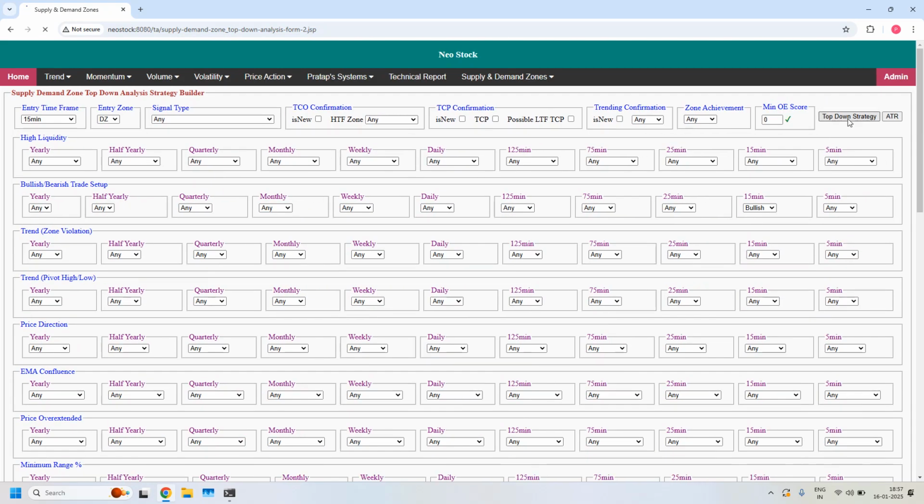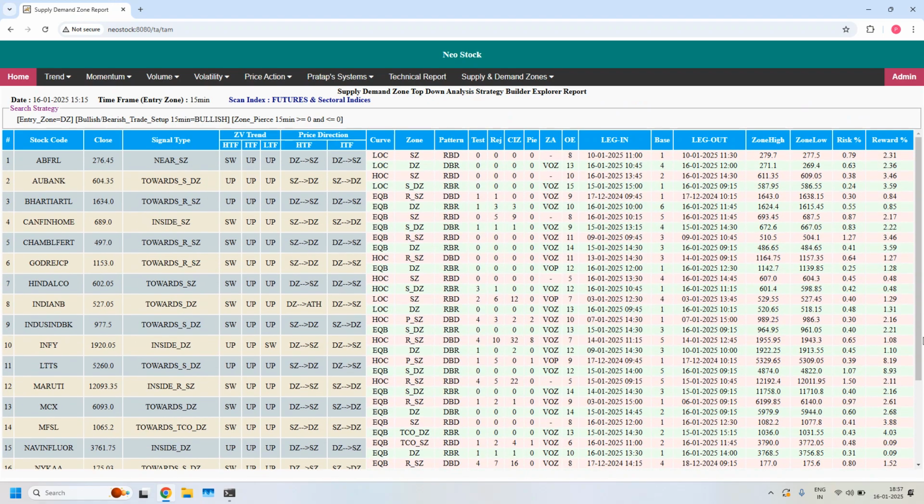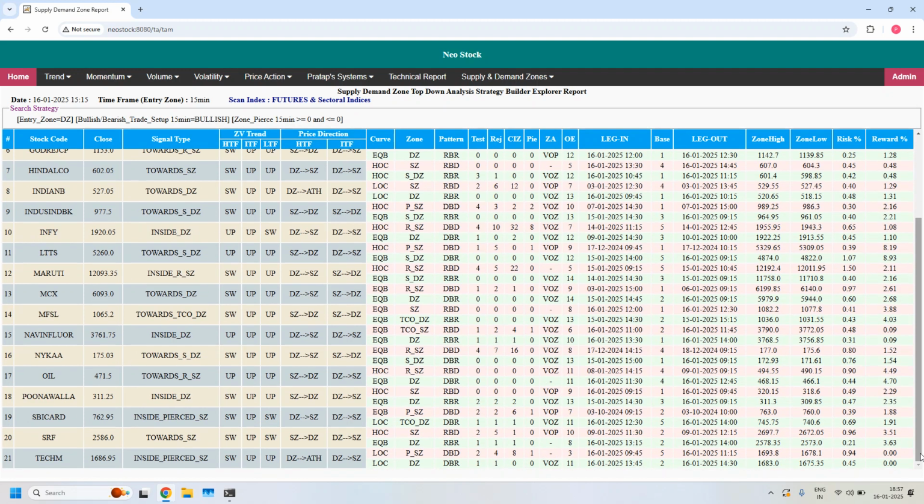Let's filter. We got 21 stocks. So first 15 stocks in the list, bullish trade setup for daily income trade. I am scrolling the list down. So total 21 stocks are supporting bullish trade setup for daily income trade, and entry zones are 15 minutes demand zones. All these demand zones are 15 minutes demand zones.